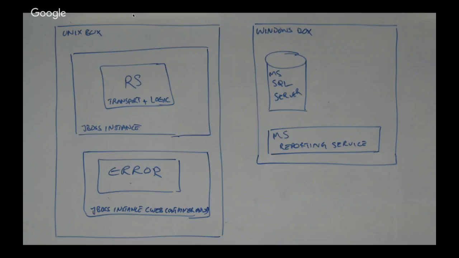So this example here is a real diagram from a real workshop. And it doesn't really tell you anything. It's just a named collection of boxes showing technology choices. So, Unix and Windows, JBoss, and Microsoft SQL Server. It's nothing more than a bulleted list in a diagrammatic format.